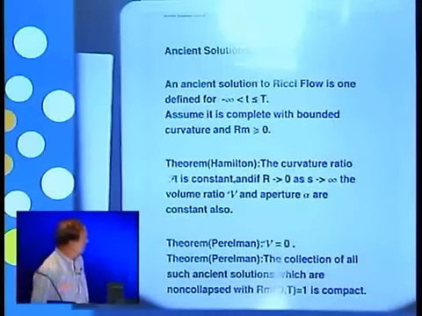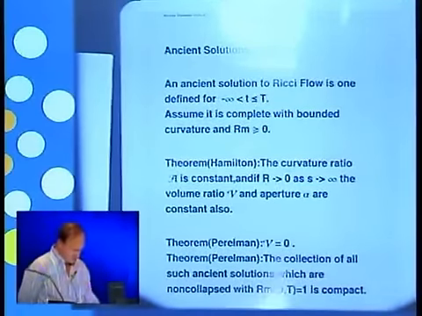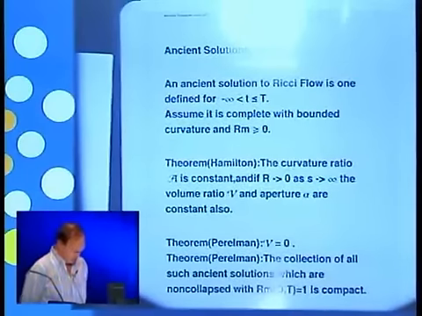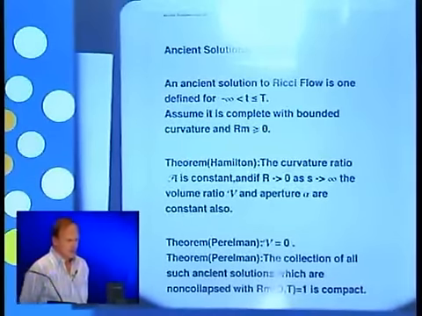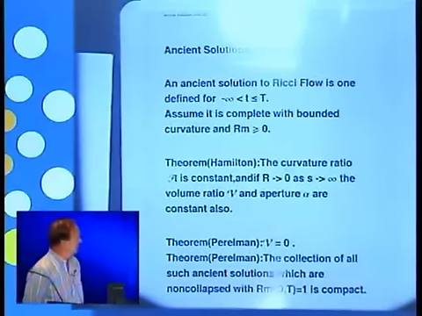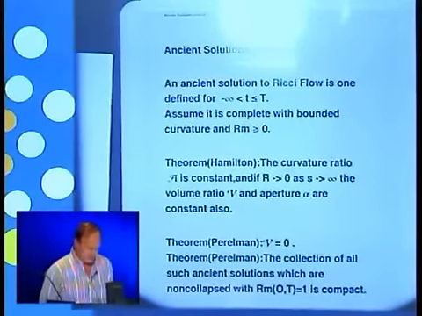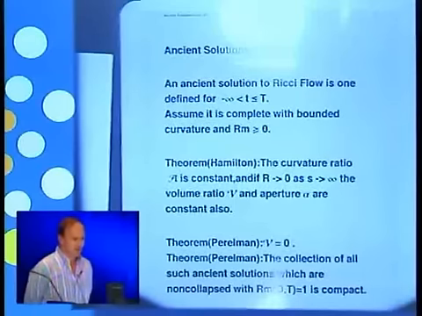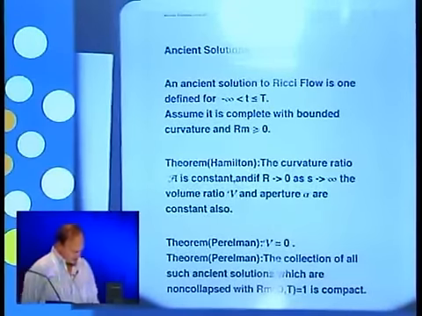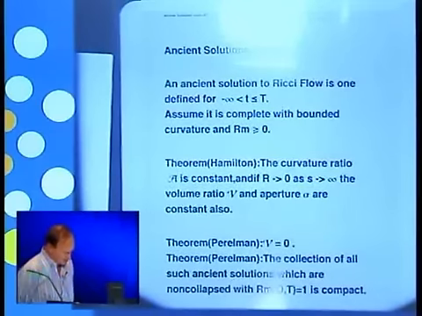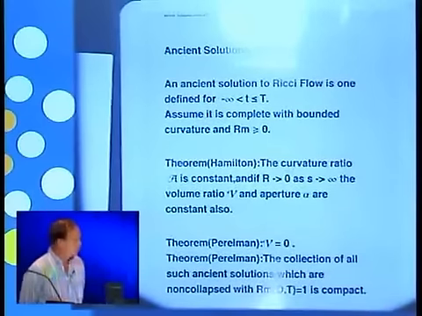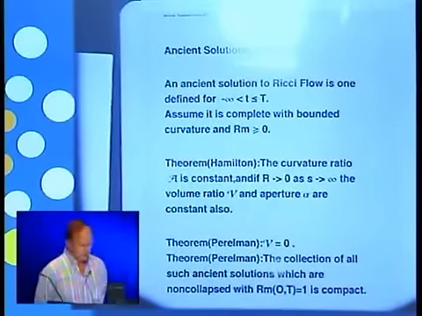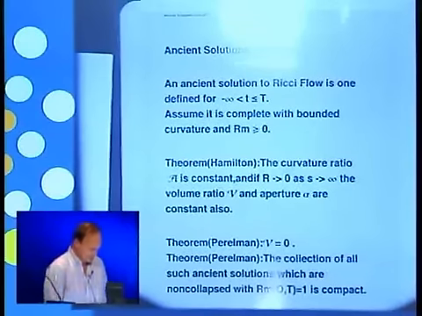Now, the next result of Perelman is very, very useful. He says that on any ancient solution in 3 dimensions, the asymptotic volume ratio is 0. And you don't actually need non-collapsing for this, because if it collapses, then the volume's 0 all the easier. Okay. And he uses this to prove this very important fact that the collection of all ancient solutions which are non-compact, if you normalize it so that the curvature at your origin is 1, then that's compact in the topology of C-infinity convergence on compact sets. So let me just try to outline how this goes.